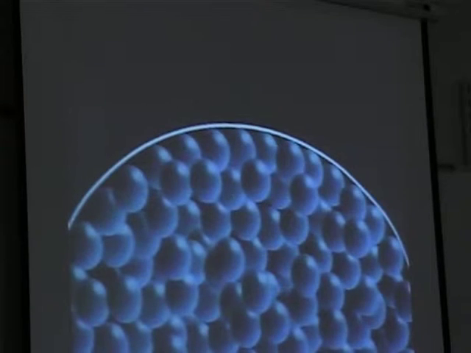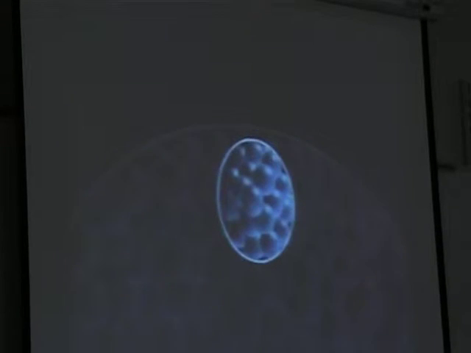It's as if the molecules are always being pulled inwards. That's why water drops are round. The overall effect is that the drops are surrounded by an elastic skin.